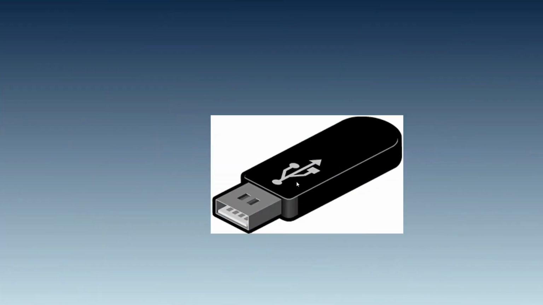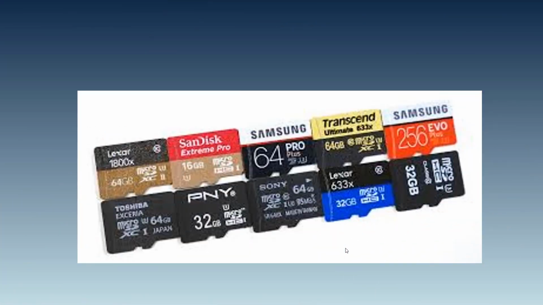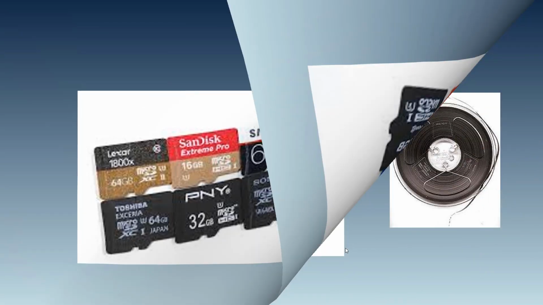Next is the USB storage device, flash drive, USB drive, and it's also a secondary storage device used to store data. These are your memory cards used in smartphones or other devices like cameras. These are also storage devices. And under secondary memory they come.